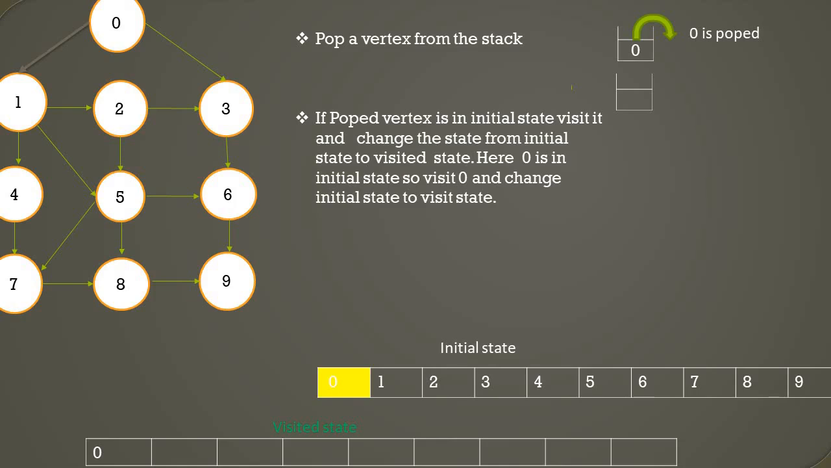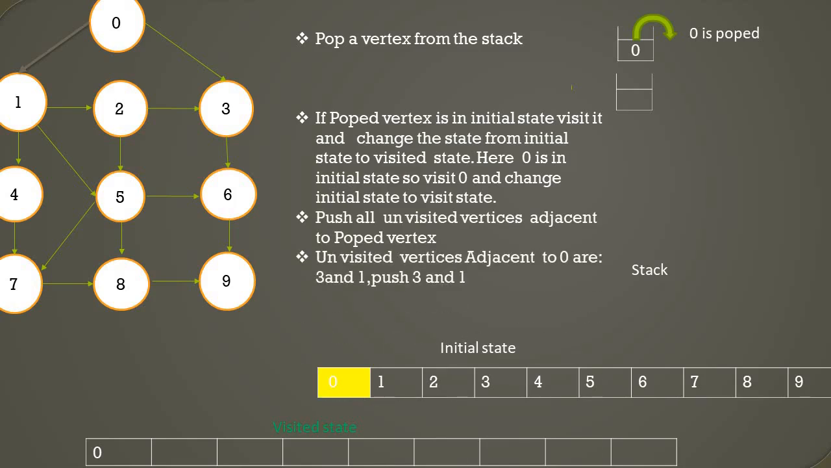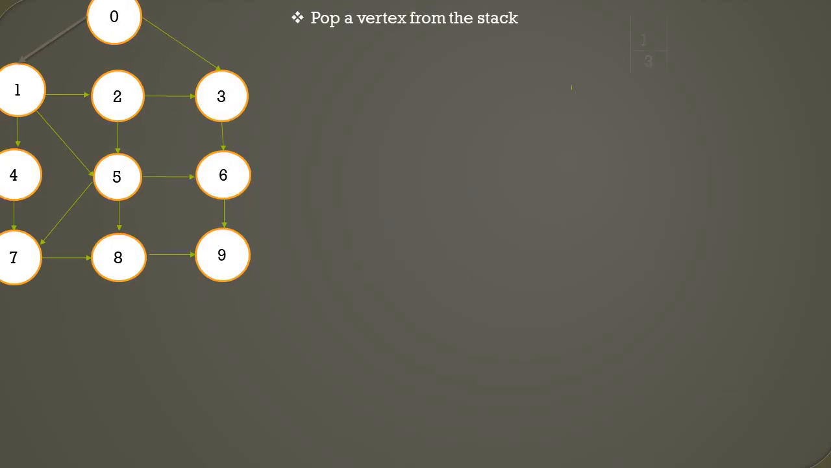Again, the remaining values are in initial state: 1, 2, 3, 4, 5, 6, 7, 8, 9. Visited state: 0. Push all the unvisited vertices adjacent to the popped vertex. The unvisited vertices adjacent to 0 are 3 and 1. Push 3 and 1 onto the stack. 3 is at the first stack position, and 1 is on top.